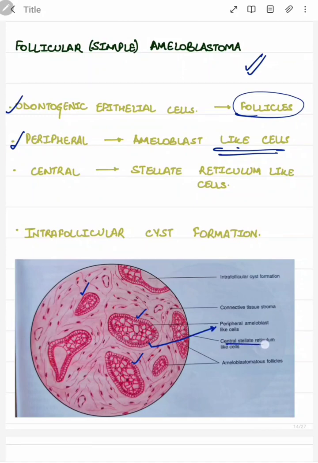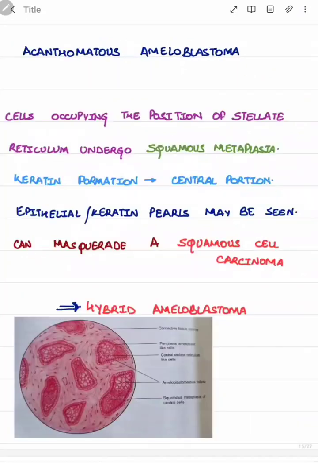But at the center you can see a stellate reticulum like cells. So there are stellate reticulum-like cells at the center. Sometimes intrafollicular cyst formation can be seen. So within the follicle, you can see some cyst formation, right?